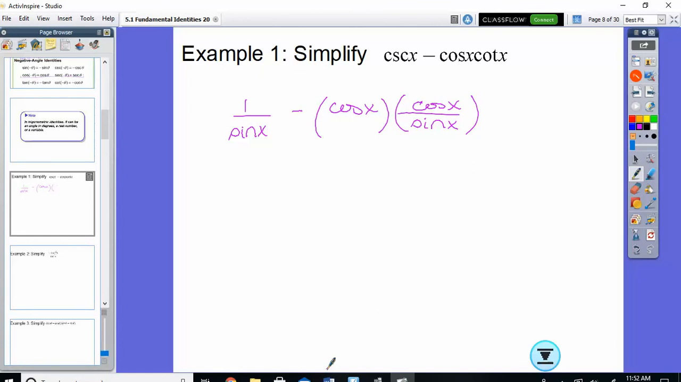Okay, now we're really just using algebra to simplify this. This is like a cosine over 1. So if you're multiplying fractions, you can just go straight across. Cosine x times cosine x would be cosine squared x, and we typically write the square by the cosine. 1 times sine x is sine x.